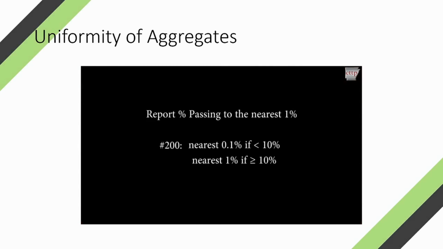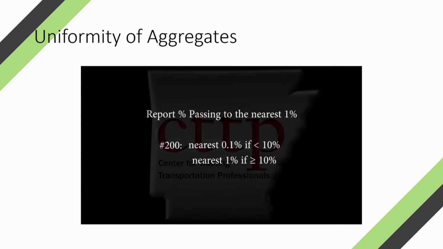Calculate the percent retained and percent passing each sieve. Report the percent passing each sieve to the nearest 1% except the number 200 sieve. For this sieve, report to the nearest 0.1% for values less than 10 and to the nearest 1% for values greater than or equal to 10.